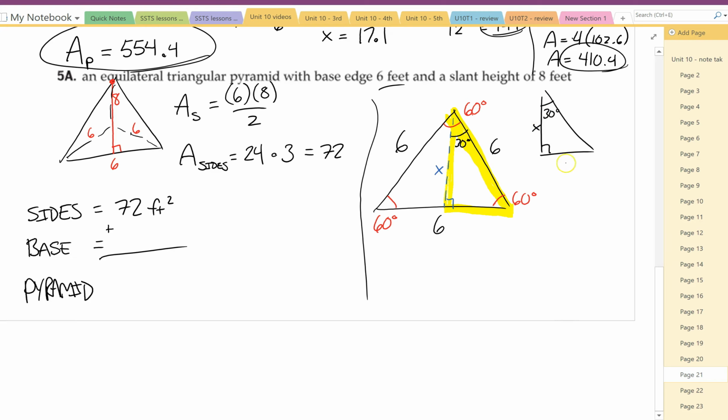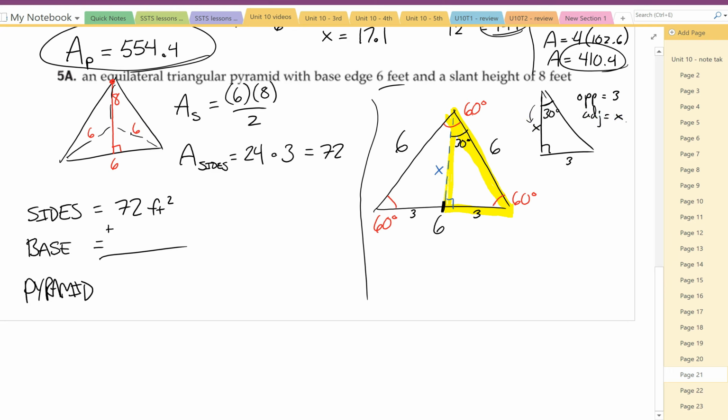Then I have this base or this bottom side down here that I need to figure out basically. Well, if this whole bottom side is 6 and I cut it in half, that's going to be 3 and that's going to be 3. So here's the triangle that I'm actually working with right now. I have a 30 degree angle. The side opposite from that 30 degree angle is 3, and the one that I need to know to figure out its area, the x right here, is adjacent.